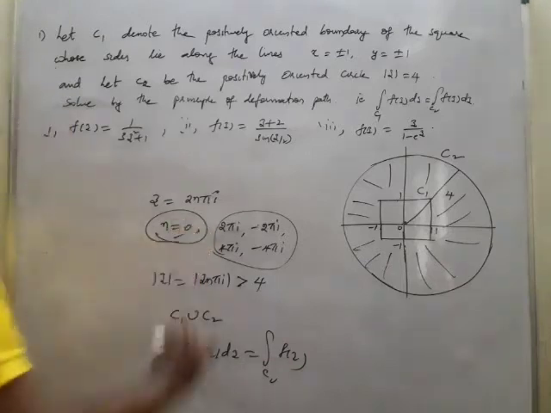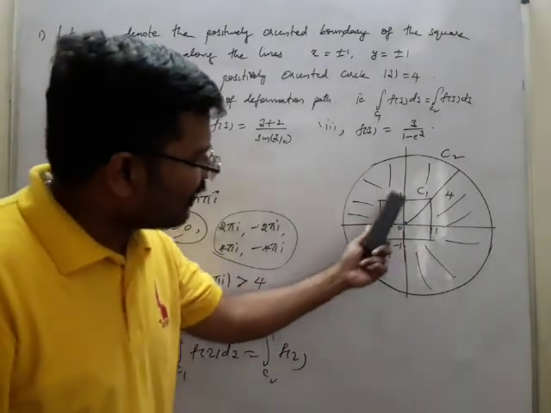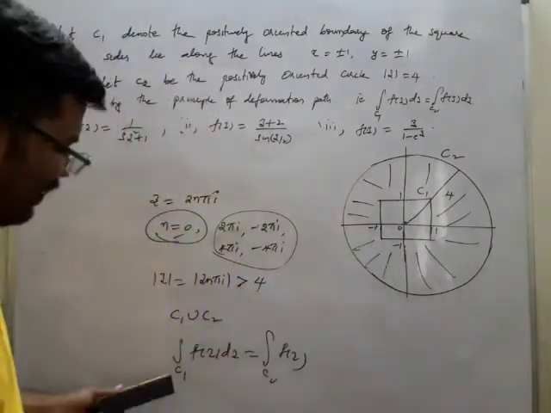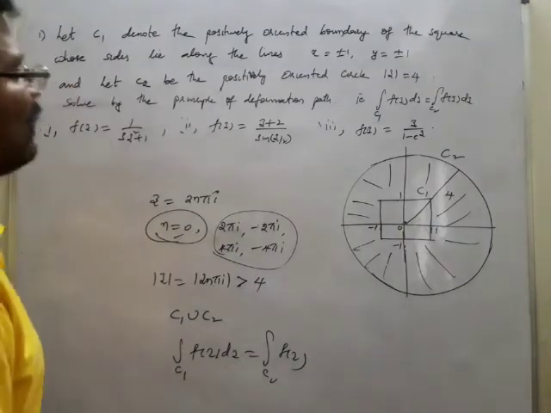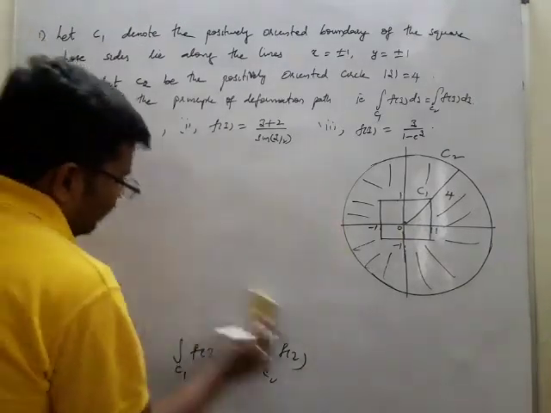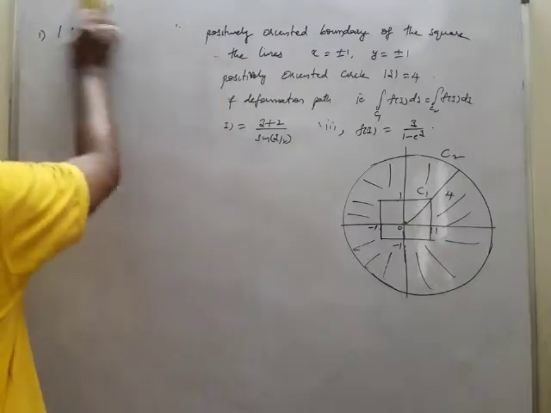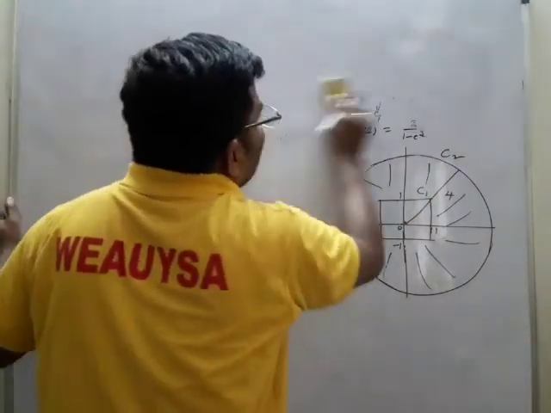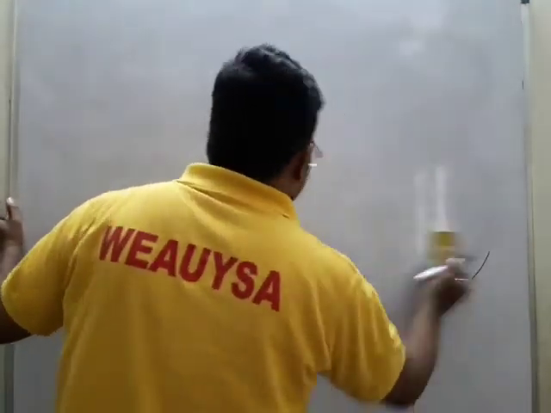Only this point will lie inside C1. So we found that C1 has only this point. Obviously that may be equal to zero for the C2. Now this is the third problem. So like this we can do the problems regarding the principle of deformation of path.